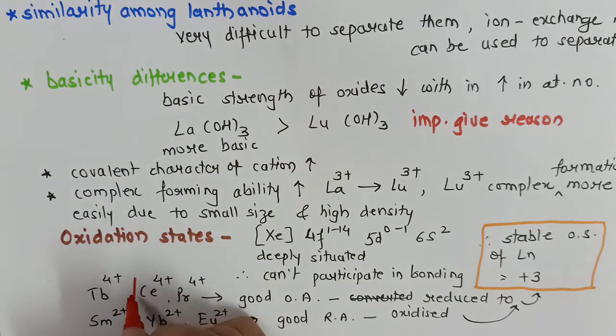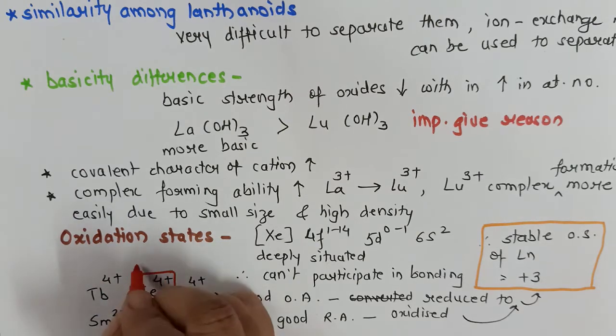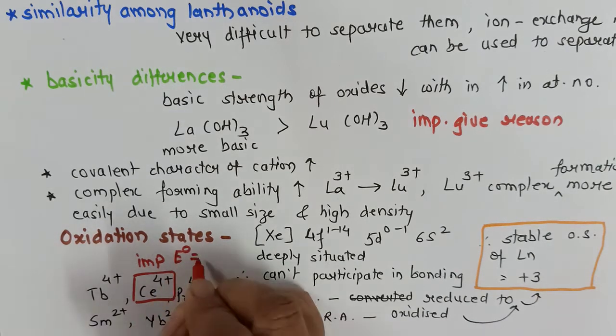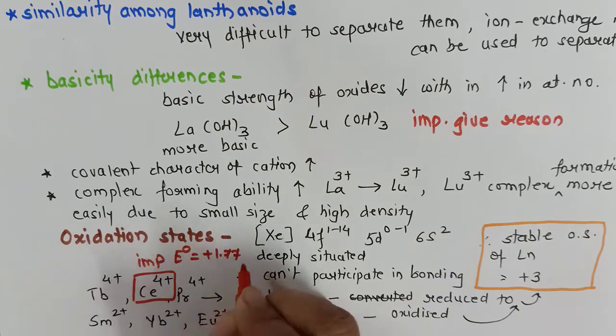Now especially this cerium 4+, many a time the question is asked: why is cerium 4+ a good oxidizing agent? Why is it a good analytical reagent? Because it easily gets reduced to its stable oxidation state, that is +3, and therefore its E0 value is also positive. Its E0 value is +1.77 volt.